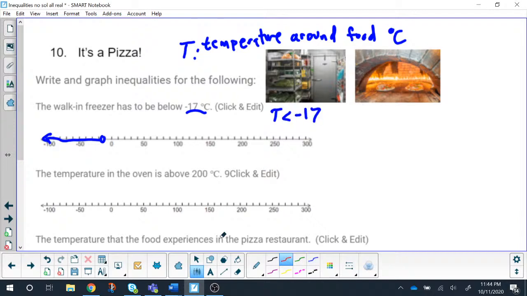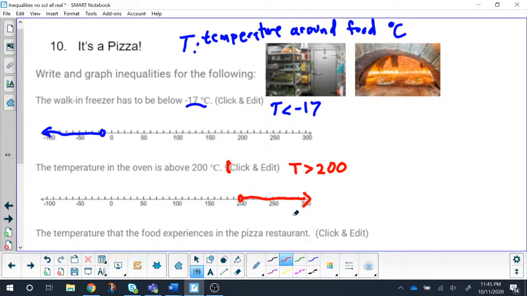Great. Okay, now there's an oven to cook the pizza. The temperature in the oven is above... Oh, it looks like I messed that up. Sorry about that. That was supposed to be a left parenthesis. Above 200 degrees Celsius. It's hot in there. The temperature needs to be greater than 200, and we show that by marking an open circle and shading to the right of 200. Of course, there's probably a limit there.